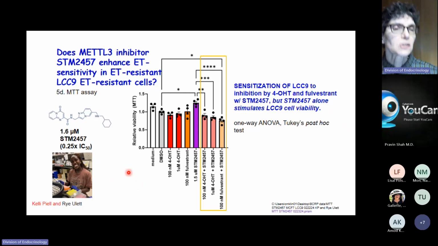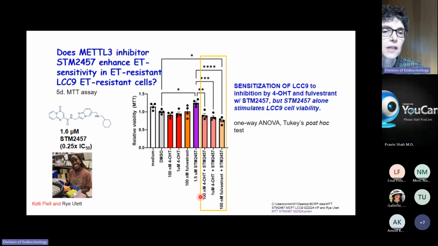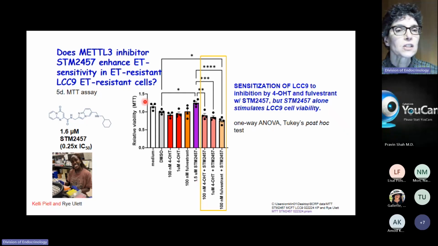So what do we see? This is another MTT assay, and I've plotted it a little bit differently. I'm showing these little bars instead of just the dots because I thought maybe this is a better way to present these data. So these are LCC9 cells, so we know they're not growth inhibited by 4-hydroxytamoxifen or fulvestrant. What happens with STM? Well, that should be 1.6. That's my bad typo. But it's actually stimulated compared to the DMSO vehicle control. So I don't know why that would be, but interesting.